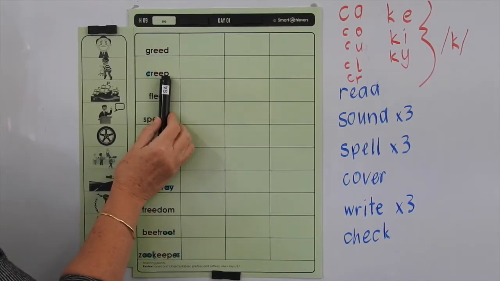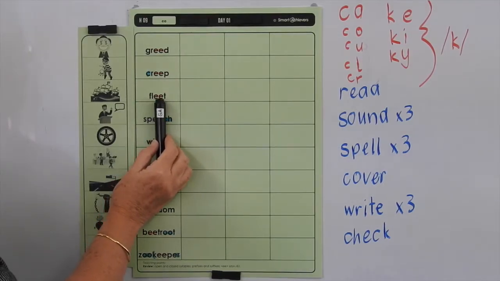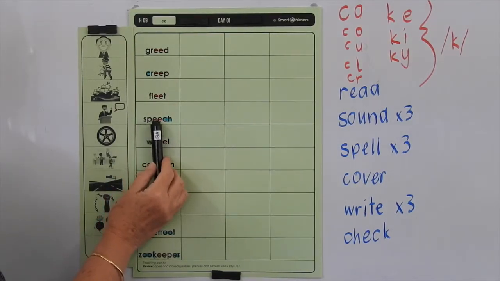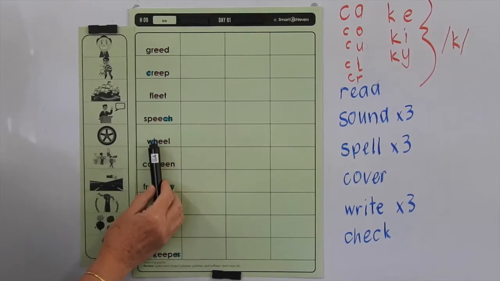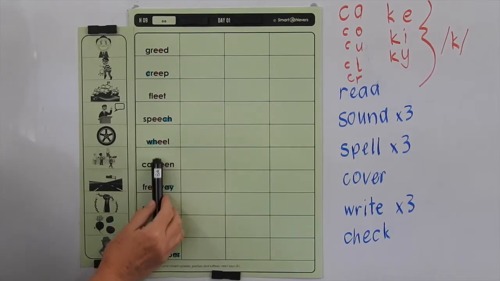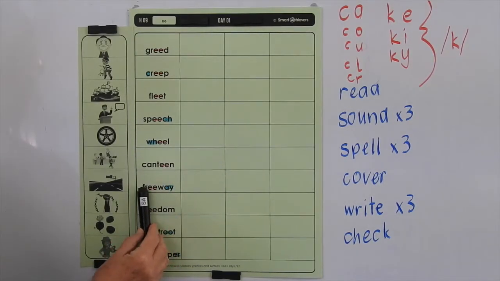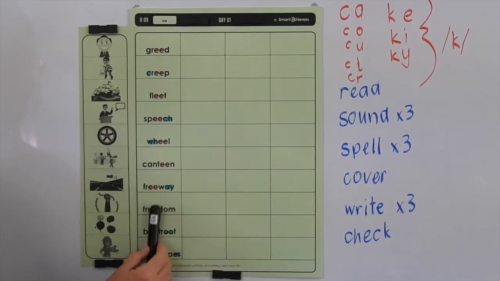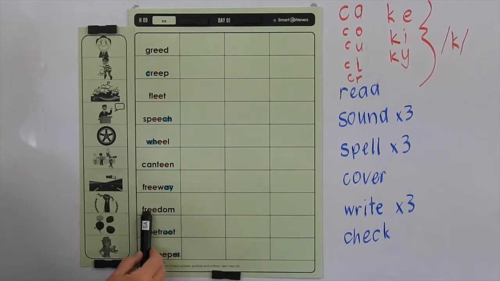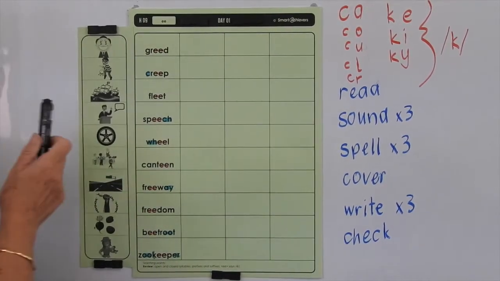K, R, E, E, P, creep. F, L, E, E, T, fleet. S, P, E, E, CH, speech. W, H, E, E, L, wheel. C, A, N, T, E, E, N, canteen. Freeway, freedom, beetroot, zookeeper. It's probably easier to read these as their syllables, as their parts.